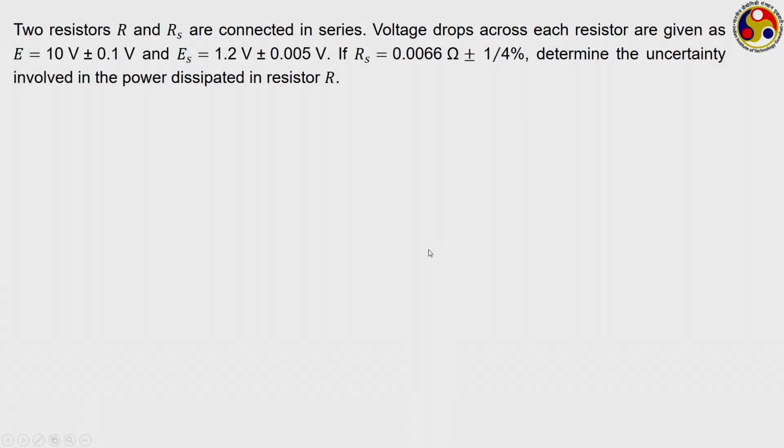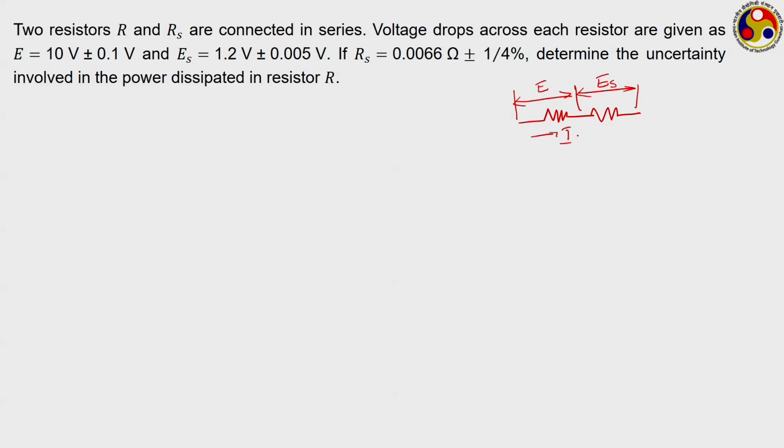Just another example for you to check. Here we have two resistors R and RS connected in series. Voltage drops across each resistor are given by E and ES, and the RS values and the uncertainty are also given. So, we have one resistor here, we have another resistor here, and we have this much voltage drop E here and this much voltage drop ES here. A current I is flowing through this.